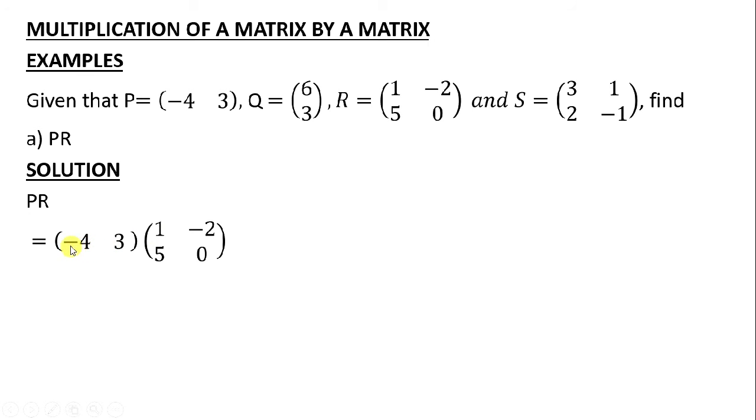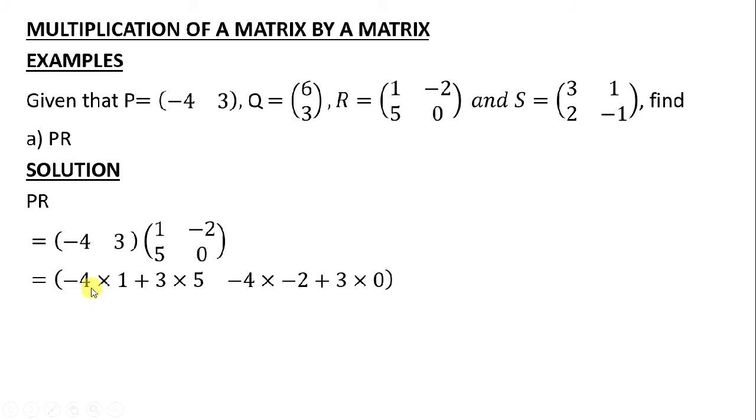So we'll multiply the first entry in the first row times the first entry in the first column plus the second entry in the first row times the second entry in the first column. Then we'll do the same row by the second column. Let's do that. So we are going to say -4 times 1 plus 3 times 5. We'll leave space. Negative 4 times negative 2 plus 3 times 0.